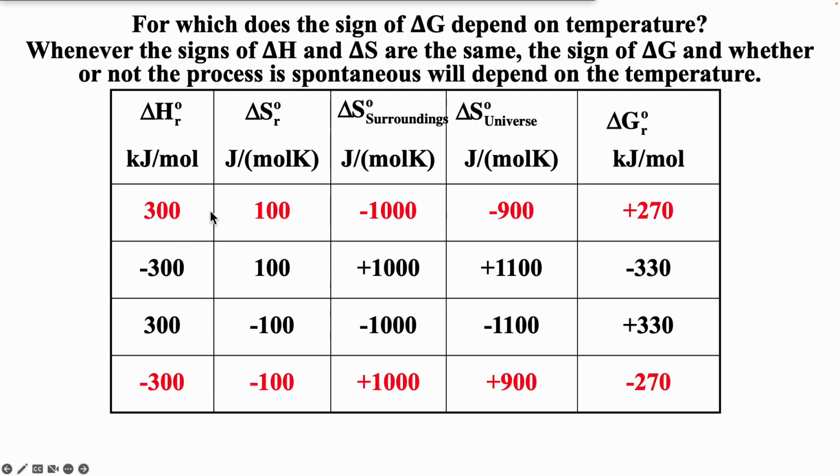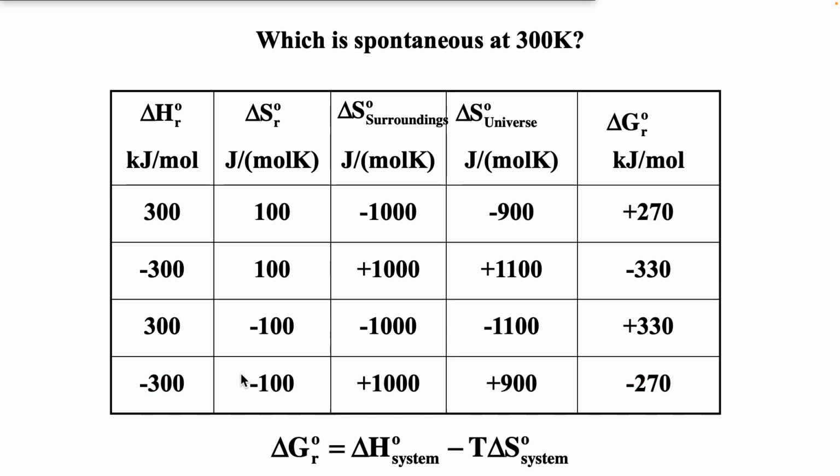And so for the first one and the fourth one, delta H and delta S have the same sign, and so, looking at the system, whether or not the reaction is spontaneous will depend on temperature. Which reactions are spontaneous at 300 Kelvin? Again, that would correspond to delta S universe positive or delta G negative. And so that would give us the second and the fourth reaction.